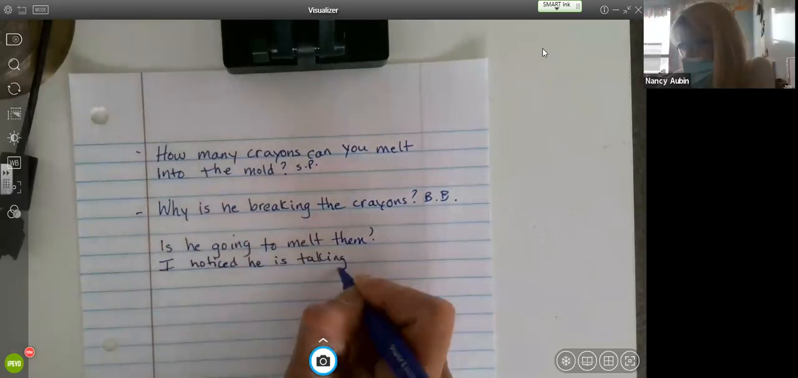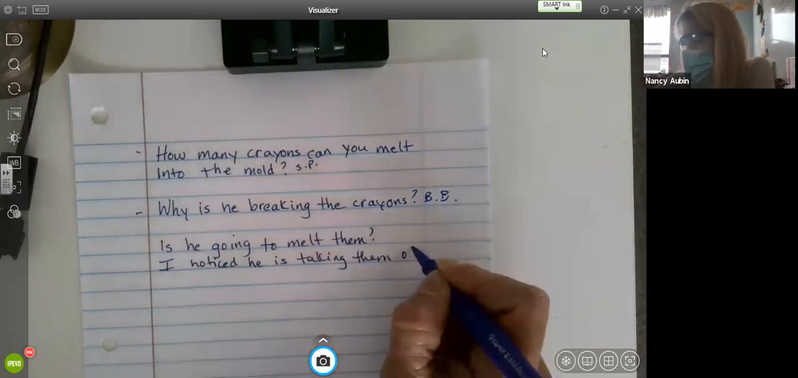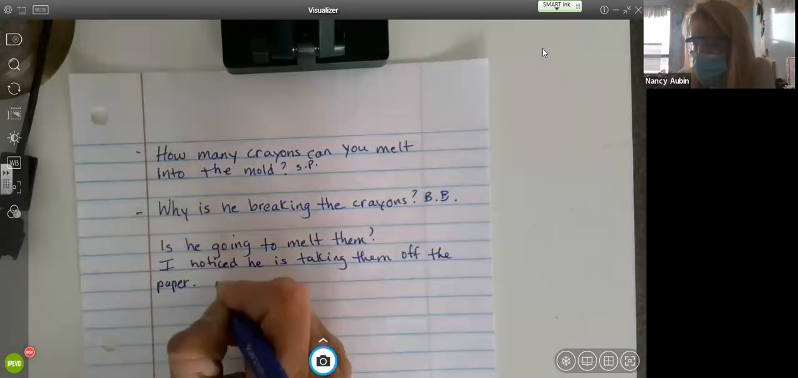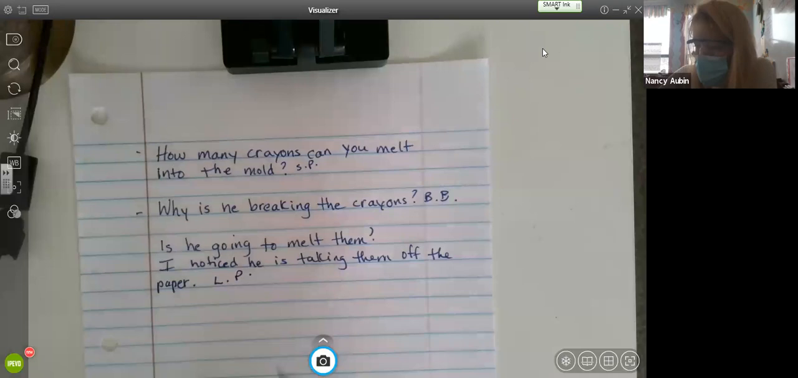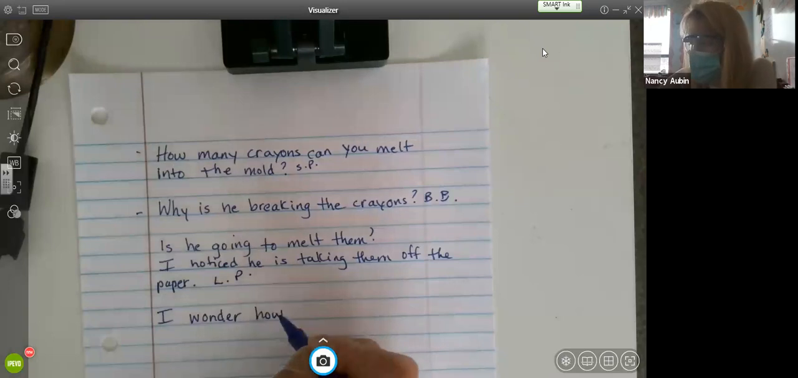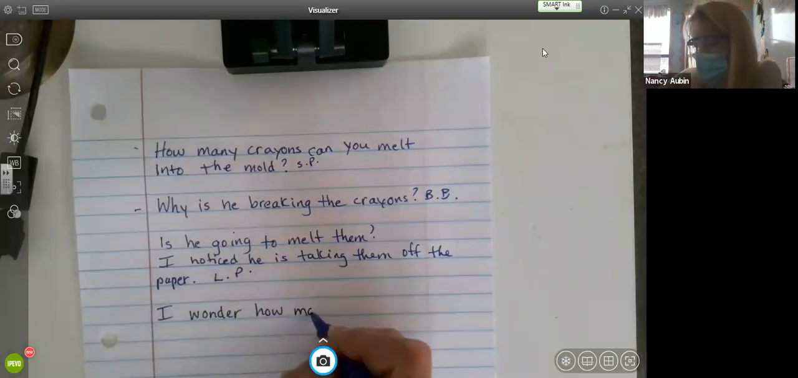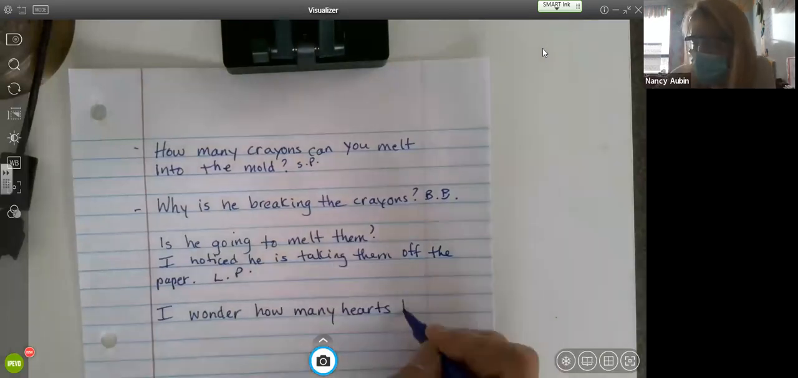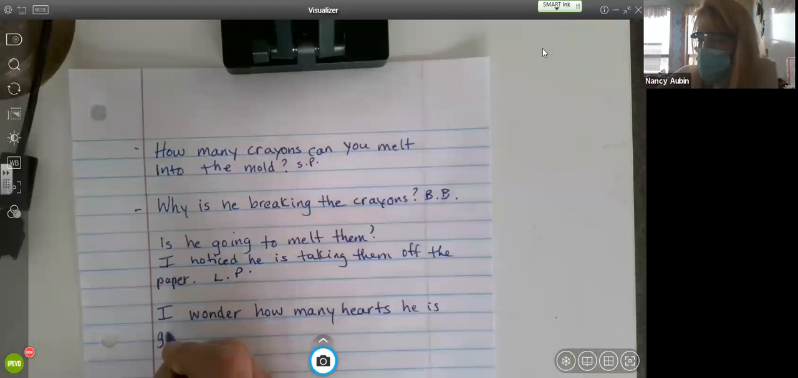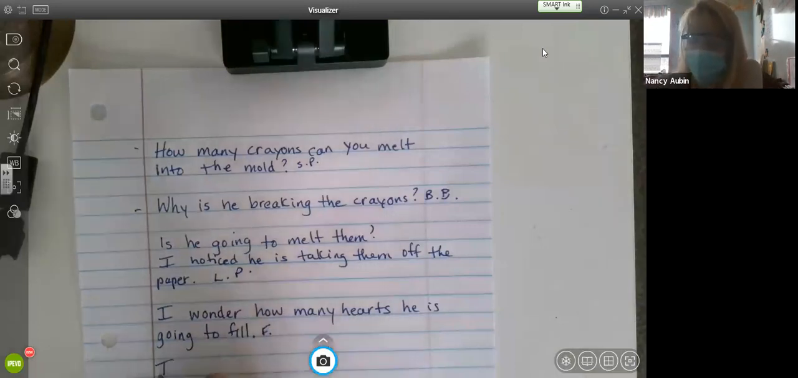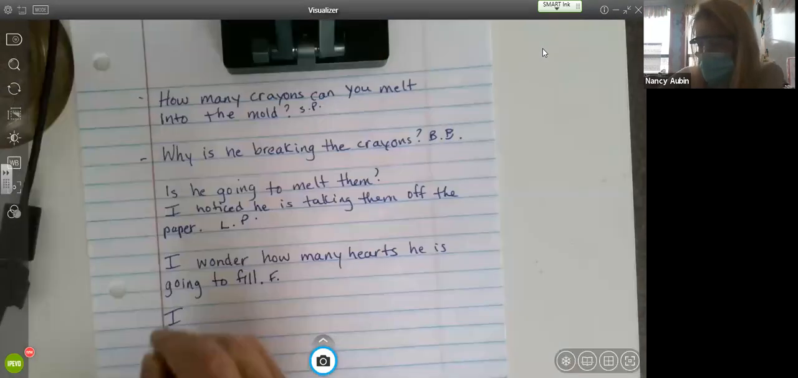All right, Finn. I wonder how many hearts he's going to fill. I wonder how many hearts he's going to fill is what Finn is wondering. Abby. I wonder if he's going to do like a rainbow heart. Abby's wondering if he's going to do a rainbow heart.